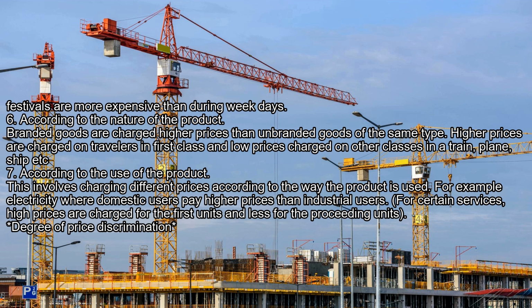This involves charging different prices according to the way the product is used. For example, electricity, where domestic users pay higher prices than industrial users. For certain services, high prices are charged for the first units and less for the preceding units. Conditions for the degree of price discrimination.